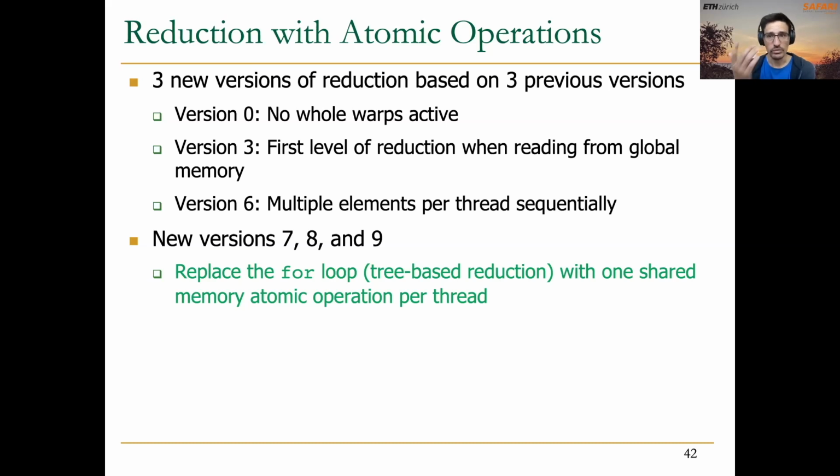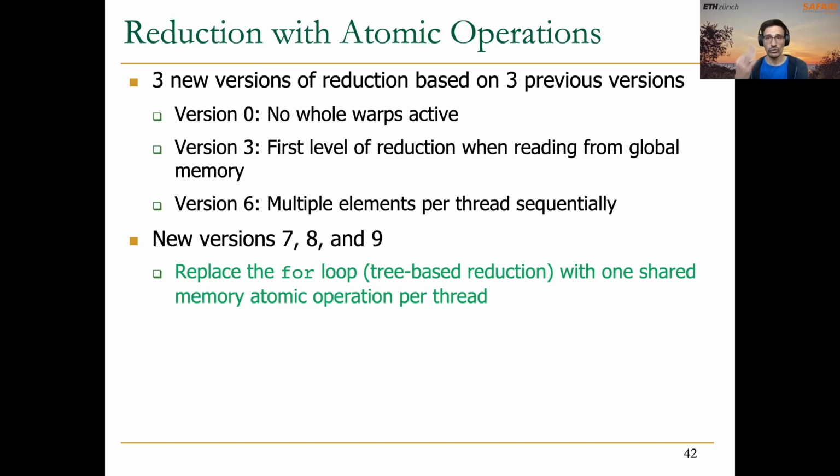But in particular, in one experiment, just for fun, one thing we did was replacing the final for loop where we performed the tree-based reduction with one shared memory atomic operation per thread. So observe that we are suddenly replacing the tree-based execution that is supposedly, if it's well optimized, the most efficient way of performing the parallel reduction in a GPU. We are replacing that with an atomic operation to shared memory.